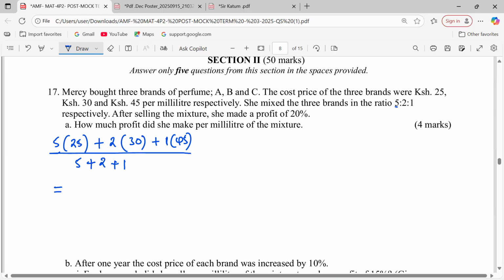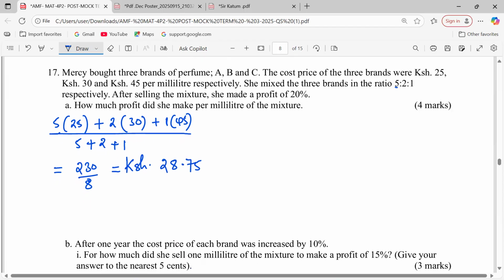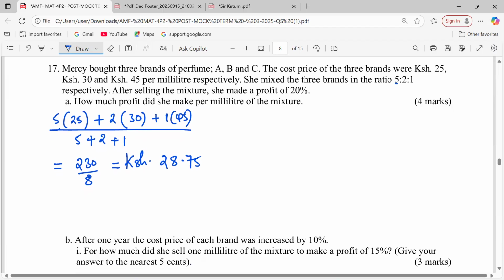Let me just multiply. So we have 5 by 25 plus 2 into 30 plus 45 by 1, 230. Then this will be divided by 8. So a millimeter of the mixture will be costing 28.75 Kenya shillings.